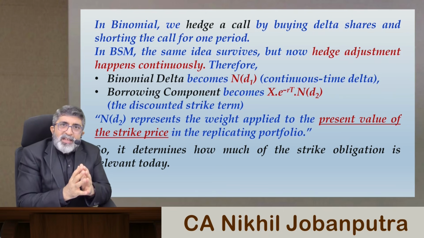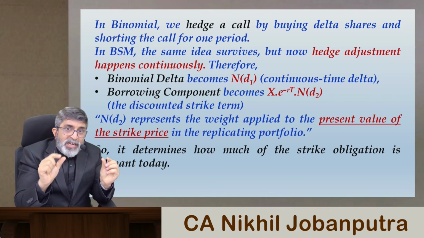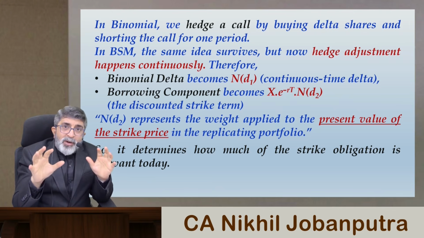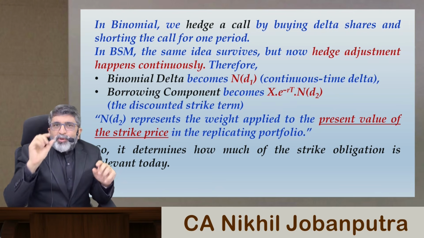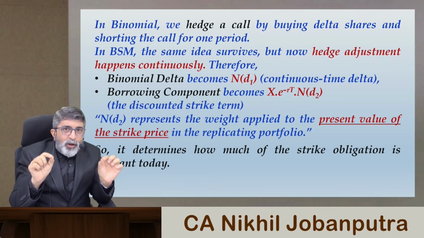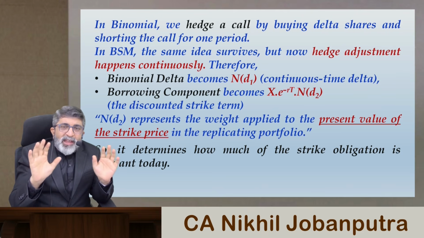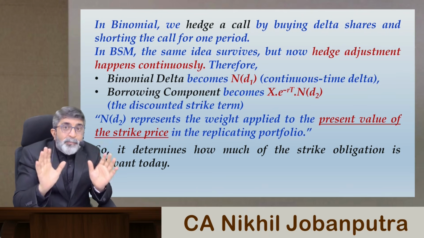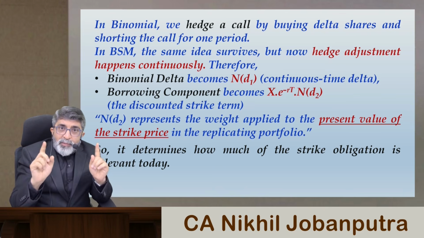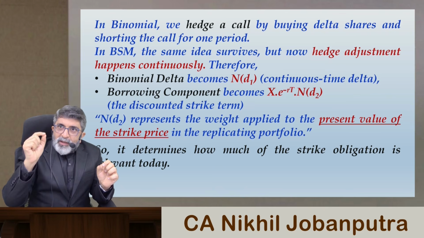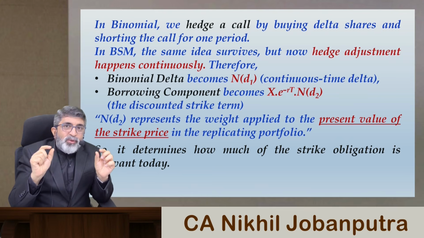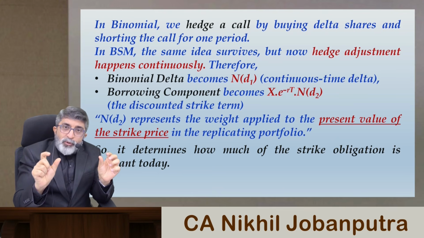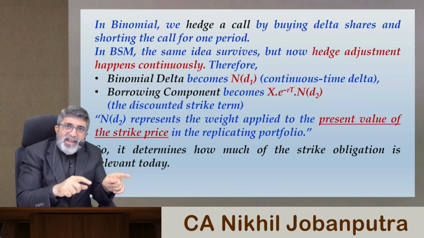See, mathematically d1 and d2 can be derived as per BSM. At level 2, the computation of N of d1 and N of d2 is not being asked. Computation is not asked. Let me tell you one thing very clearly. At level 2, they will give you N of d1 value and N of d2 value. You just have to apply that.